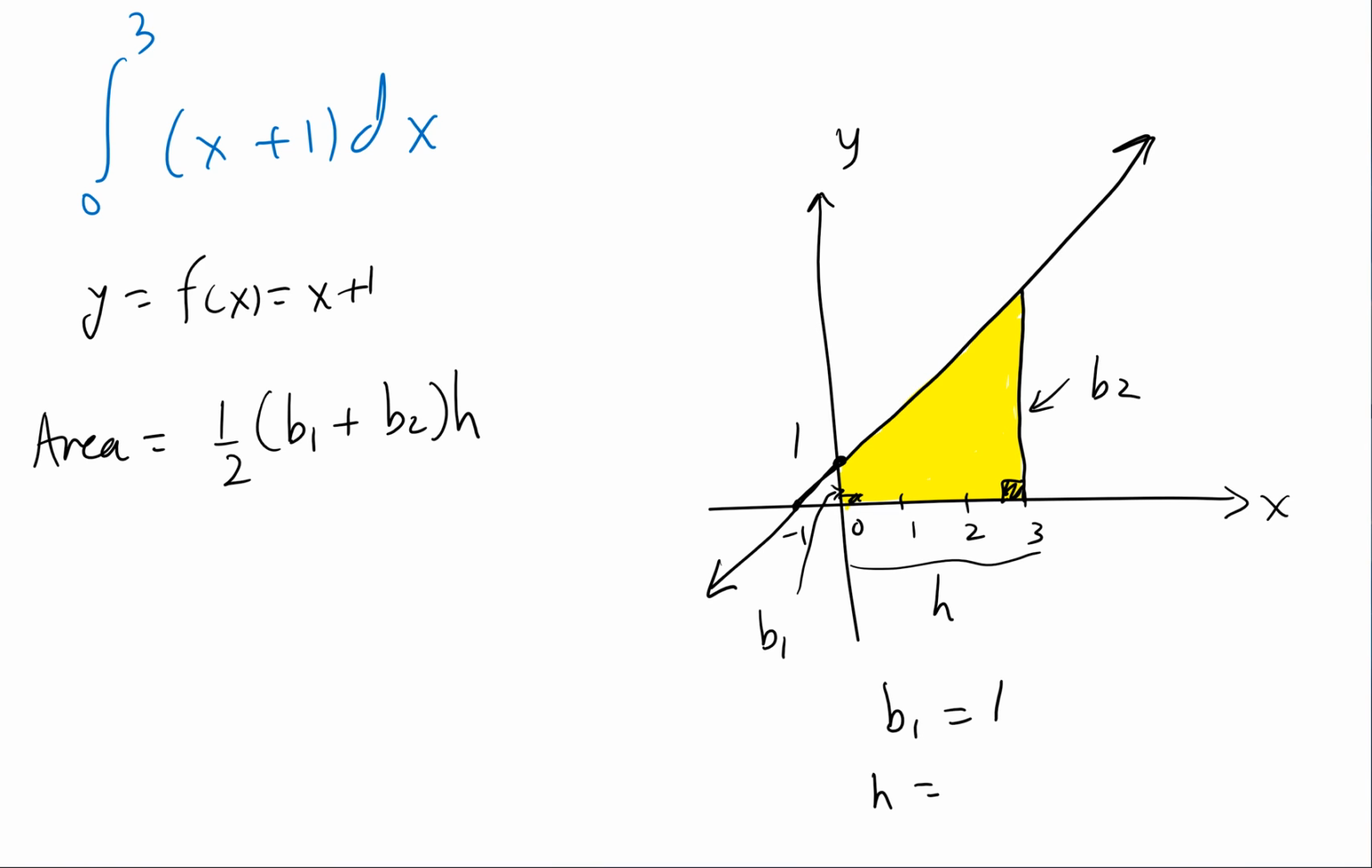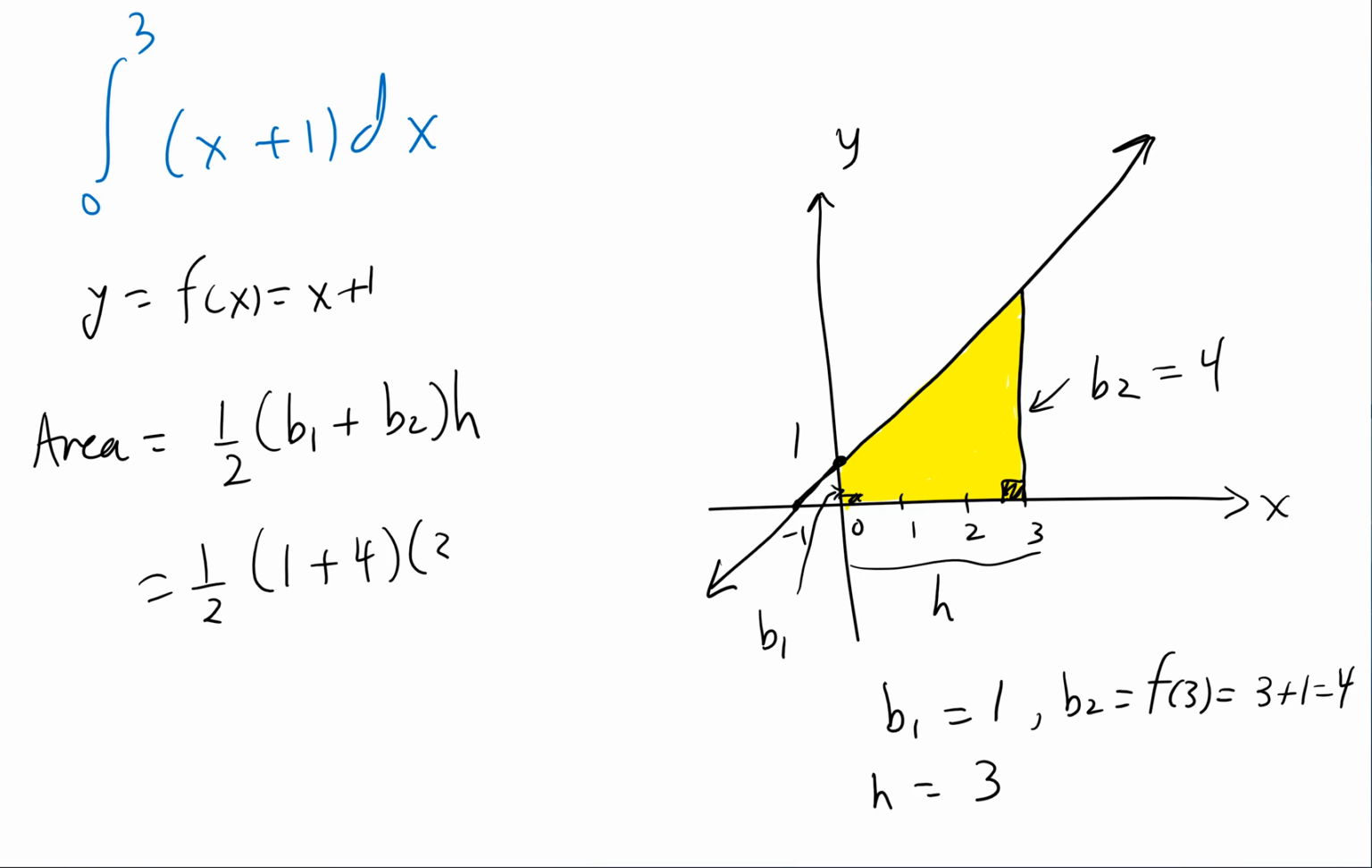Base 1, you can see right away, is 1. The height is 3 units. To find base 2, base 2 is basically f of 3. Substitute 3 into the function: 3 plus 1 is 4. So this is 4. So I got all the numbers in. Base 1 is 1, base 2 is 4, and the height is 3. That's 1/2 of 5 times 3. 5 times 3 is 15. Half of it is 7.5. That's one way to do it.